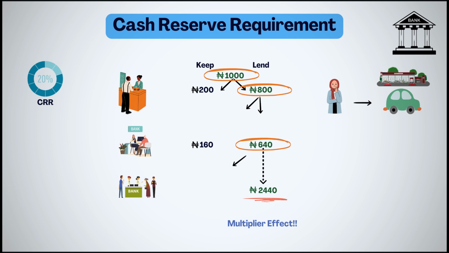The size of the multiplier depends on the amount of money banks must keep or reserve. The central bank can contract or expand the money supply by raising or lowering banks' reserve requirements.